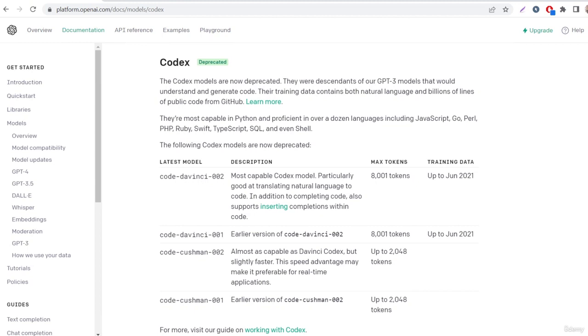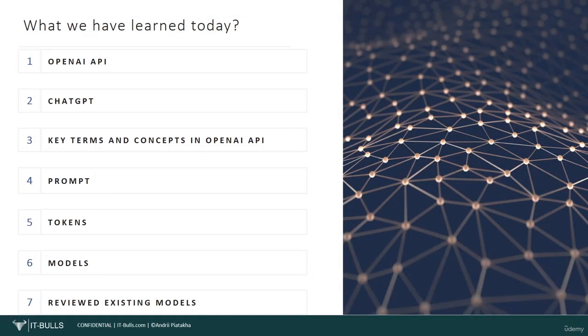Let's recap what we have learned in this lesson. Today we learned what the OpenAI API is. Also, now you know that ChatGPT is a model, and we plan to interact with it and other models via the OpenAI API. We learned the key terms and concepts that are used in the OpenAI API. We learned what a prompt is, tokens, and models. And during the lesson, we reviewed different models that can help us with leveraging different features of the OpenAI API. Namely, we learned the following models: GPT-4, GPT 3.5, DALL-E, Whisper, embeddings, moderation, GPT-3, Point-E, Jukebox, CLIP, Codex.